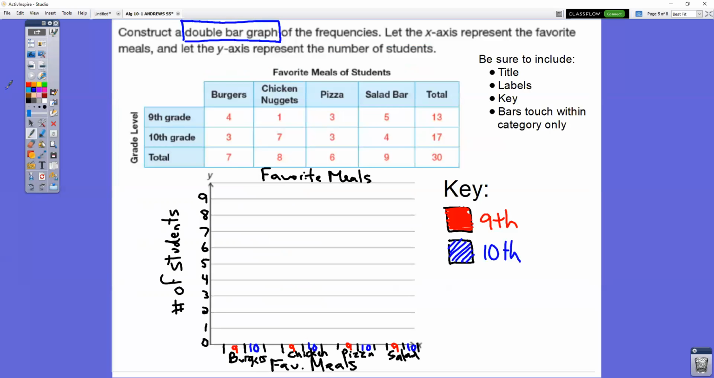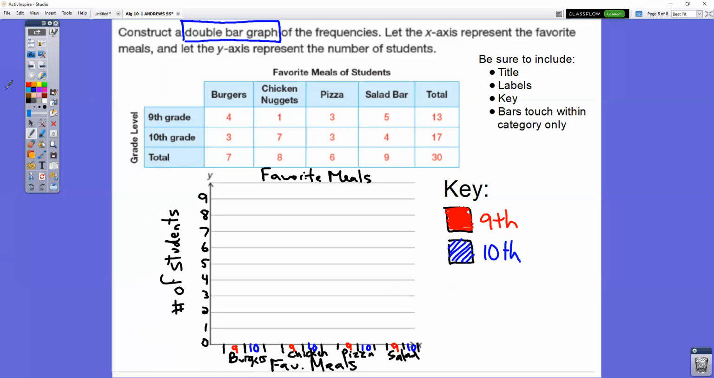Take a look at the other thing that we have to do today. We have to construct a double bar graph. When you go to make a bar graph, you've been making bar graphs for years and years. A double bar graph is going to have 2 bars right next to each other. If you take a look at what I have down here, I already wrote in burgers, chicken nuggets, pizza, and salad. Notice that I'm going to have 1 column for the 9th graders, 1 column for the 10th graders, and they're going to be right next to each other.